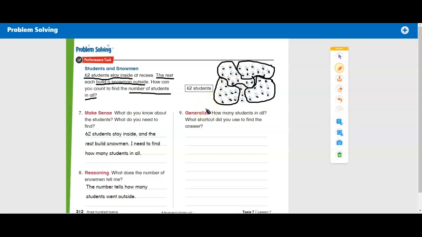Now I'm going to count the total number together. I started with 62, and now I'm going to count by 10s from 62. 72, 82, 92, 102, 103, 104, 105. There are 105 students.